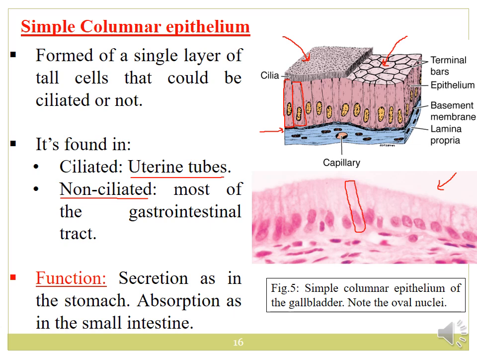So this is simple columnar epithelium, and on the surface we do not see cilia. This is the surface of the epithelium. We do not see any hair-like projections, so it is non-ciliated. Now, the function of this type of epithelium could be secretion, for example, in the stomach, or absorption in the small intestine.